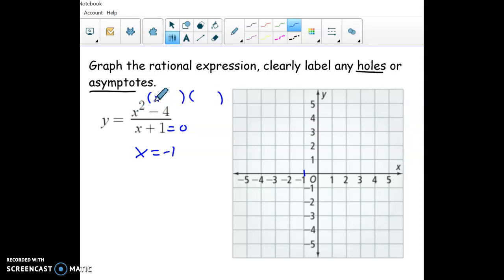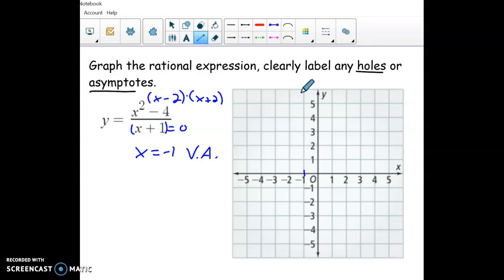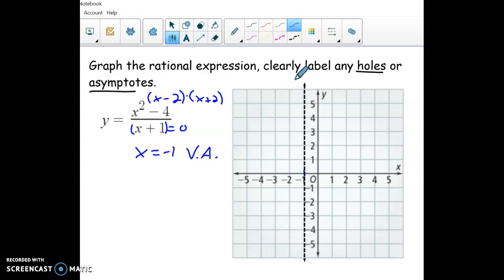So x squared, again, you have x and x. And then from -4, if you use -2 and +2, that'll multiply to -4 and add up to 0 x's in the middle, called square minus square. Since this little factor x plus 1 doesn't have a match, it's going to be a vertical asymptote this time. Okay, so I'm going to go ahead and draw that in there right away. I'm just going to draw a vertical asymptote right through -1. Except I didn't really draw it all that vertically. I'll try it again here. I'm going to label it x equals -1.